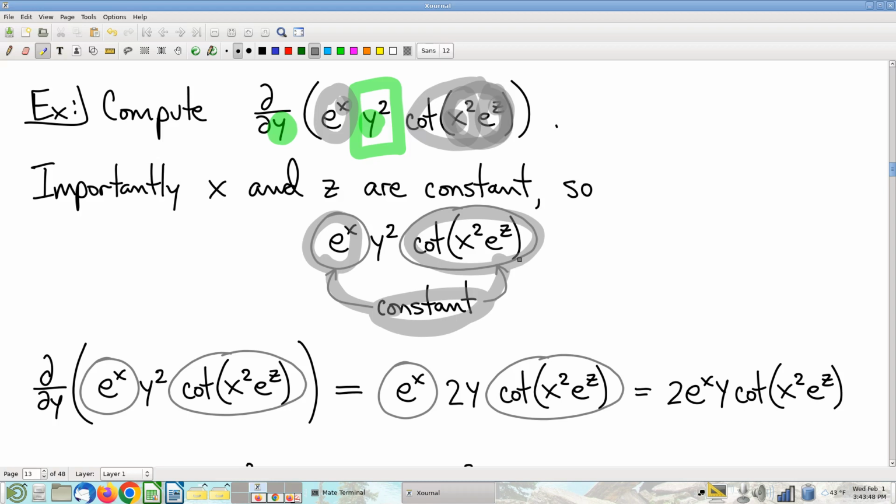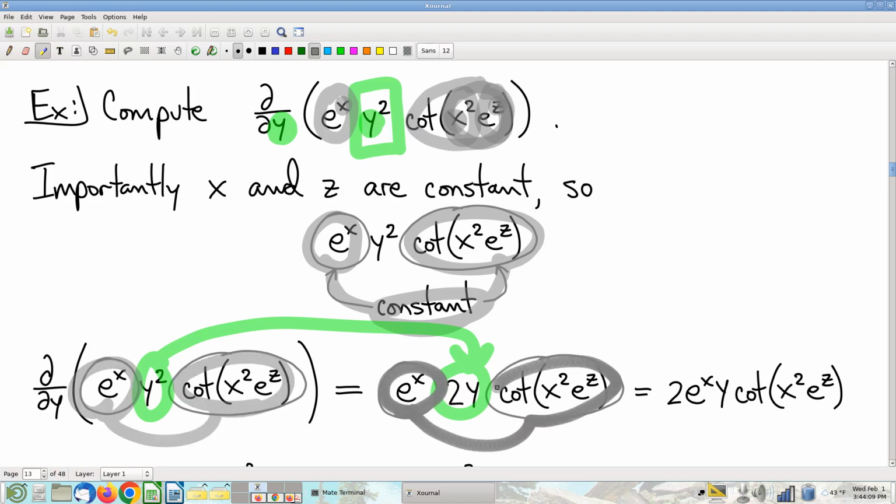So really, this is just a constant times y squared. And when you take the partial derivative with respect to y of y squared, you just get 2y. And the constant comes along for the ride, as constants do. Same constant, just repeats. And then, just aesthetics, I tend to like to take that factor of 2 and move it out to the front. It's just math etiquette, maybe. So anyway, that's all there is to that. Everybody see what happened there?